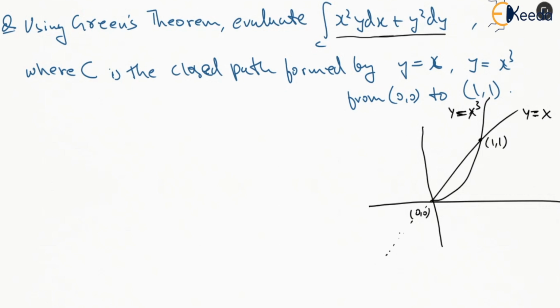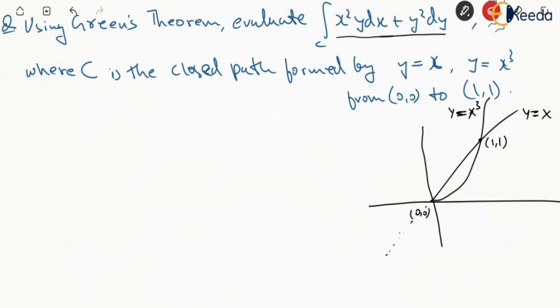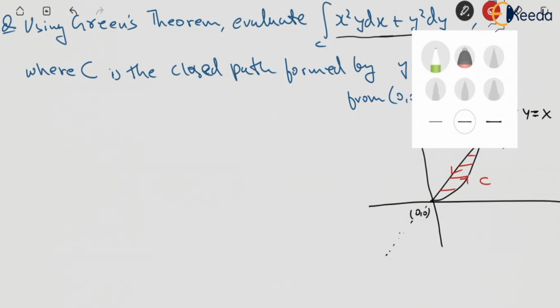And to make this positively oriented, we can say that this curve is going anti-clockwise. So this is the curve C. This is going anti-clockwise, you can see this. And of course this is the region enclosed, right? This is the region enclosed.